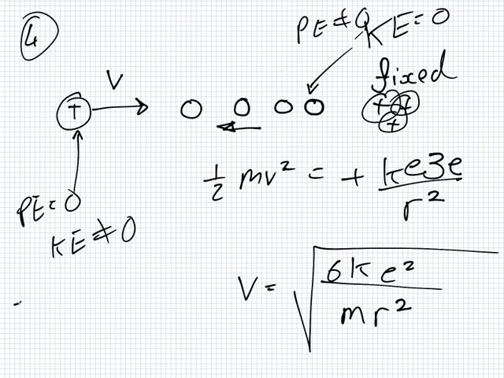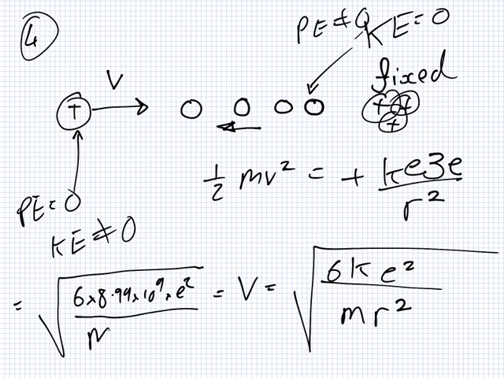So if we type in square root 6 times 8.99 times 10 to the 9 times e squared, all over mass of an electron times nano, isn't that what I said, 1 nanometer? Yes. Which is 10 to the minus 18 when we square it.